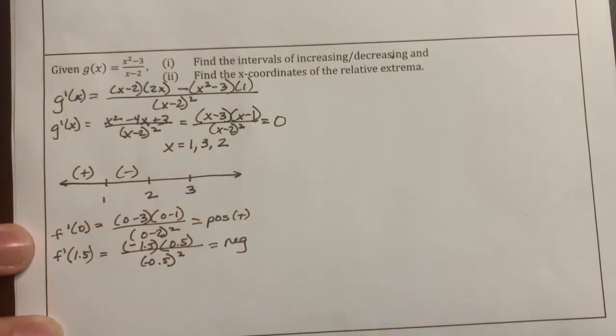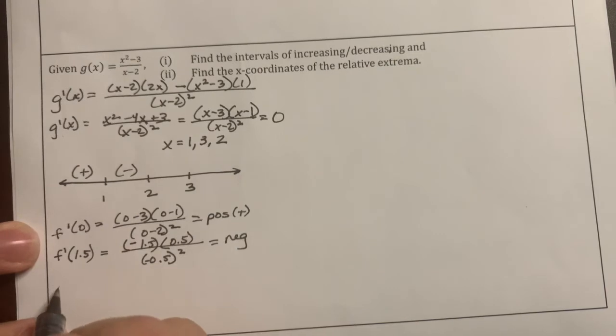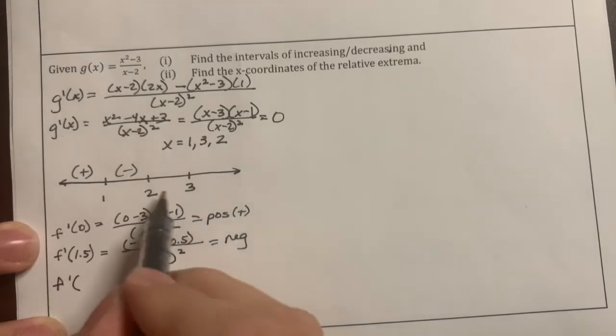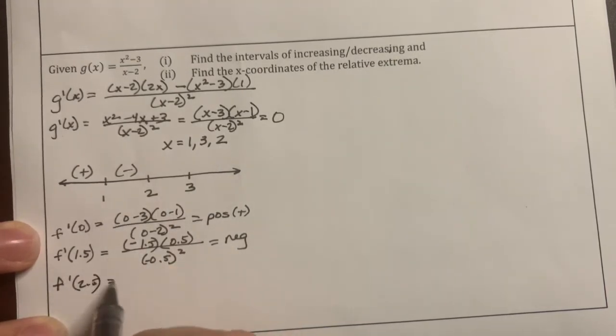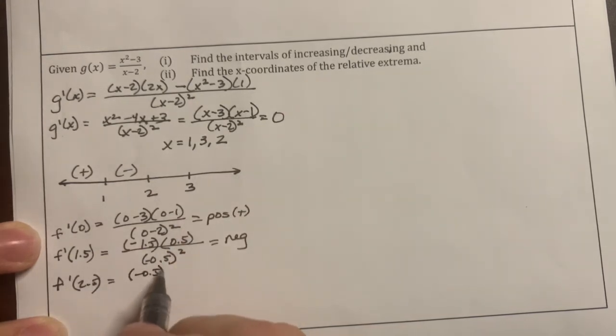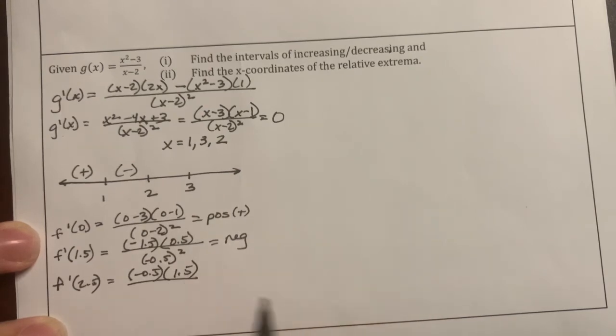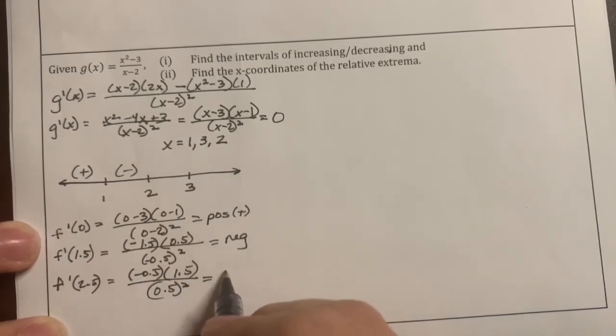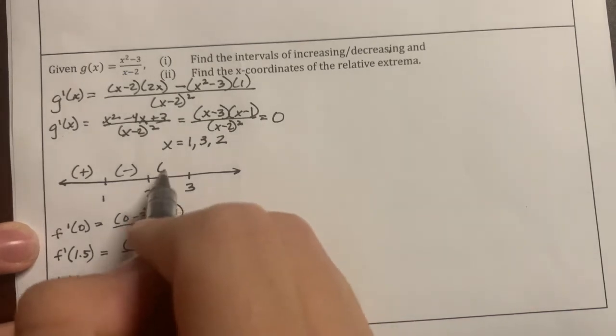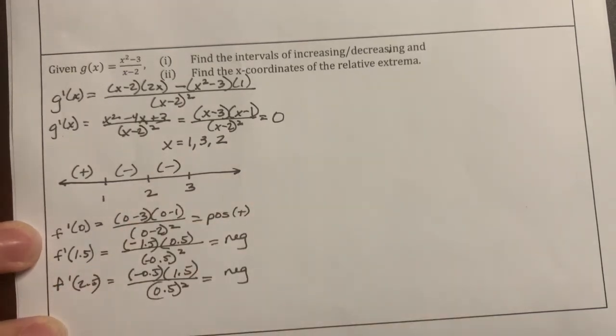Okay? And then we're going to go ahead and do f prime of, let's do 2.5. So if I plugged in 2.5 into my derivative function, I'm going to have negative 0.5. 2.5 minus 1 is 1.5. Divided by 2.5 minus 2 is 0.5 squared. So here I have a negative over a positive, which is negative again. Interesting. So now I have a negative value there.